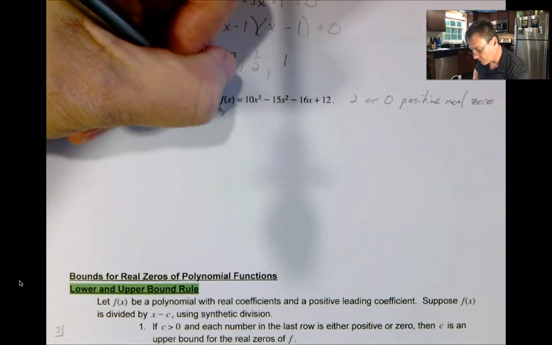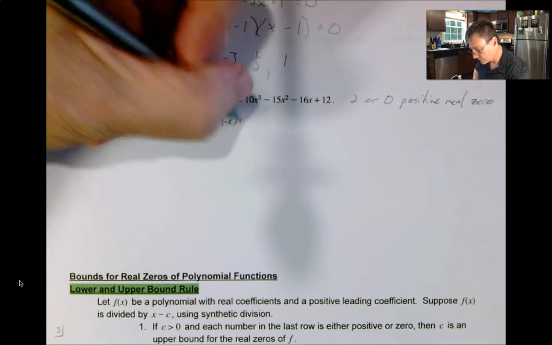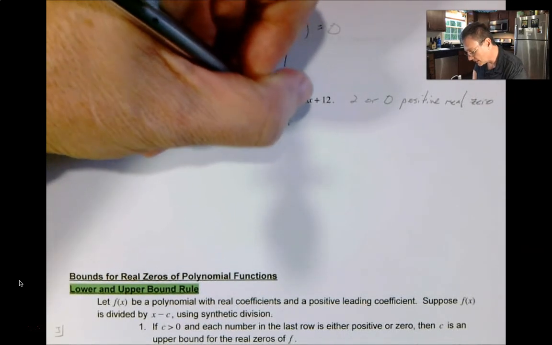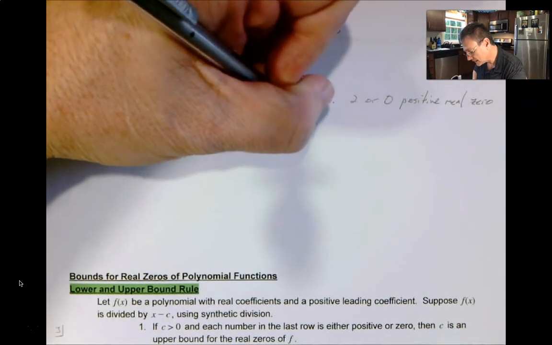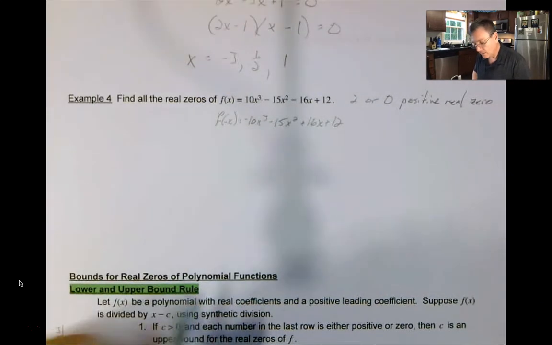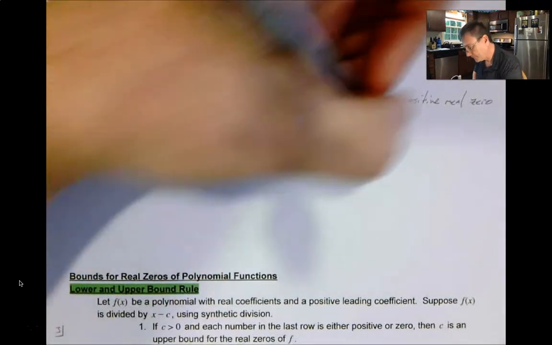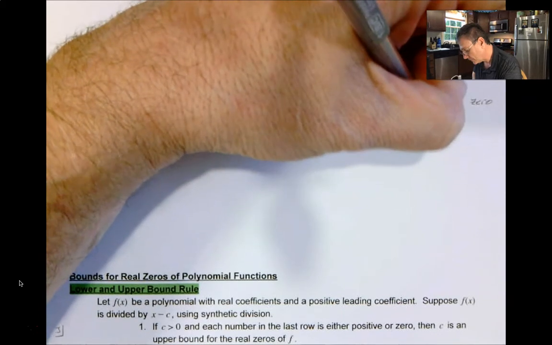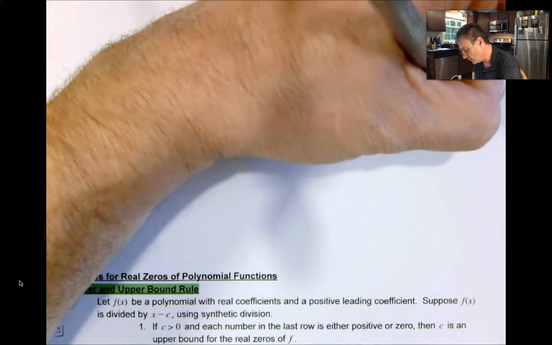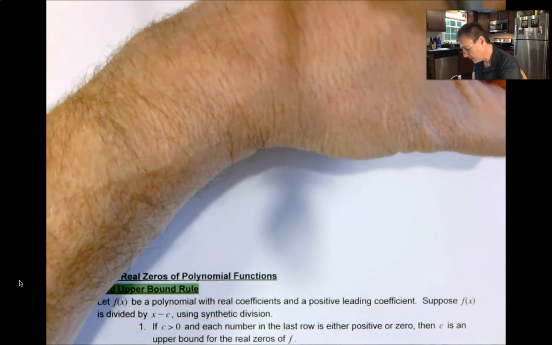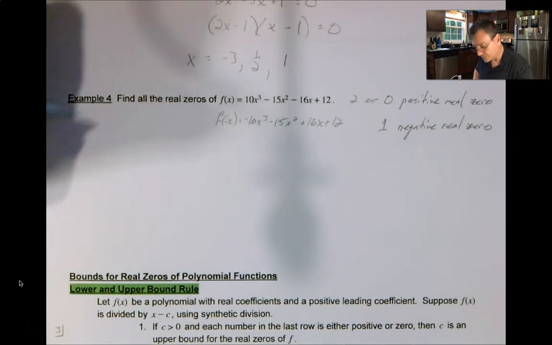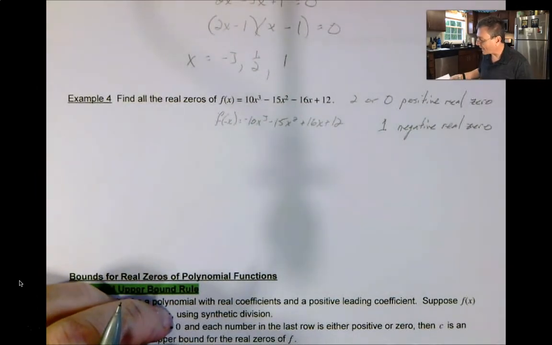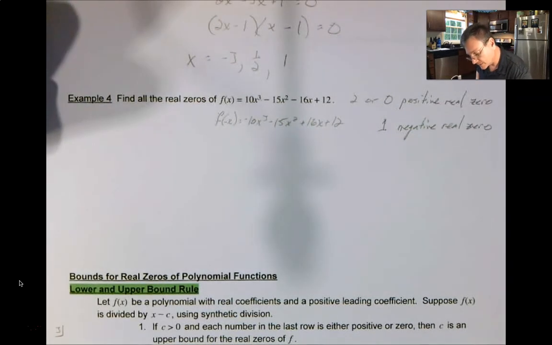And now we do f of negative x, negative 10x cubed minus 15x squared plus 16x plus 12. One change, one negative real zero. And let's go through our P's and Q's. Okay, so this one has a ton of P's and Q's.